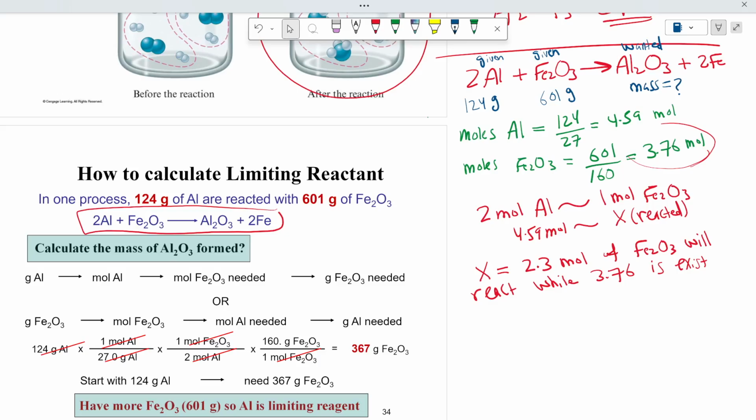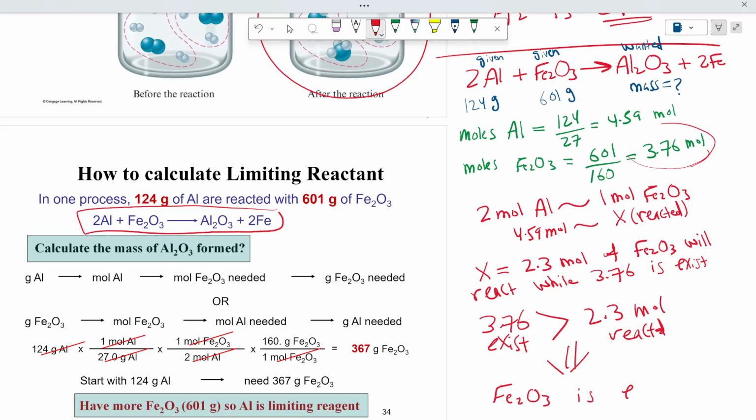Which has a greater value, the reacted moles or the exist moles? Yes, the exist moles, 3.76, is greater than 2.3 mole, which is the reacted moles. What does it mean? It means that the exist moles of Fe2O3 will not react completely. So Fe2O3 is the excess reactant, because the limiting reactant is the reactant that reacted completely.